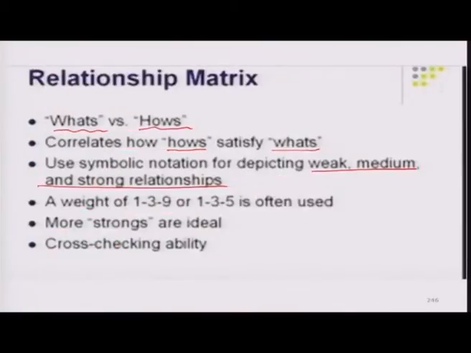And here, a weightage of 1-3-9 or 1-3-5 is often used in order to gauge the level of relationship between a what, which is a customer requirement, and a technical specification, which is the how. Okay, so more strongs are obviously an ideal choice. We prefer to have strong relationships between the operating requirements, or the hows of achieving what we want to achieve, and the whats we are achieving. Okay, so we should have a cross-checking ability in this relationship matrix.